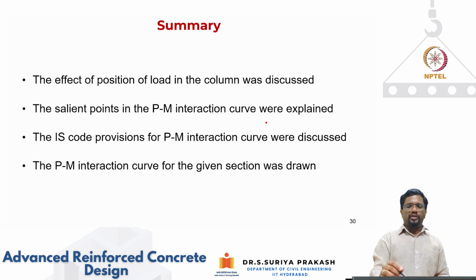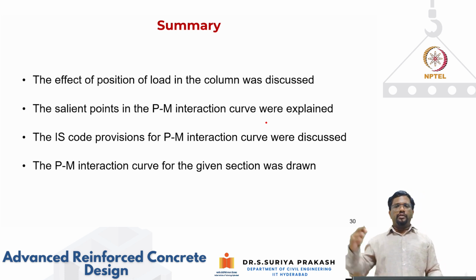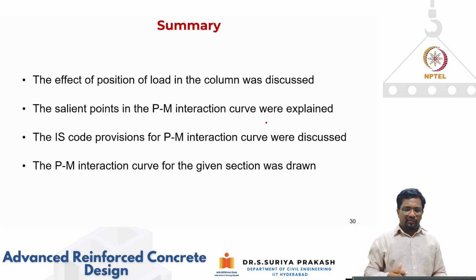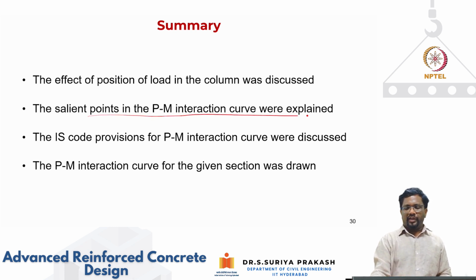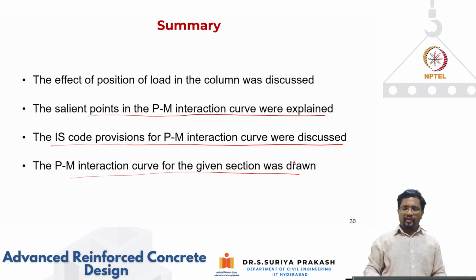We have discussed the effect of the position of load eccentricity on column behavior. When your eccentricity is 0, you have pure axial compression. When eccentricity is infinity, you get pure bending. But in a practical scenario, it is going to be somewhere in between these two extremes. We discussed the salient points in the axial bending interaction curve. We also discussed IS code provisions for how to establish this PM interaction curve. And then we did one example problem for a 450 mm by 450 mm column and saw, using quick calculation of 4 points, how we can approximate the entire interaction behavior.